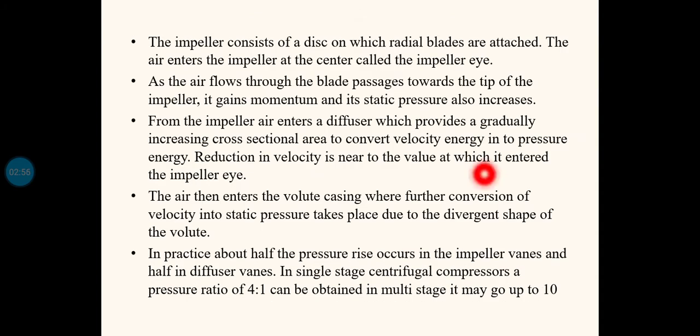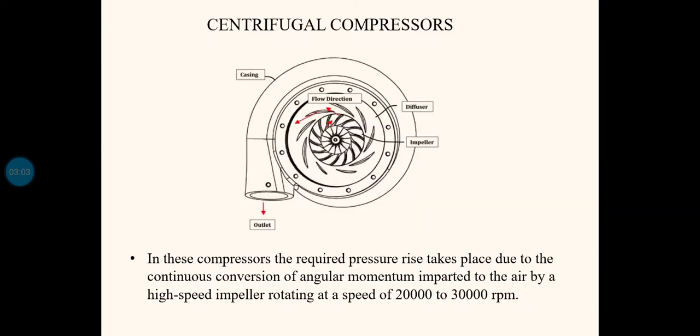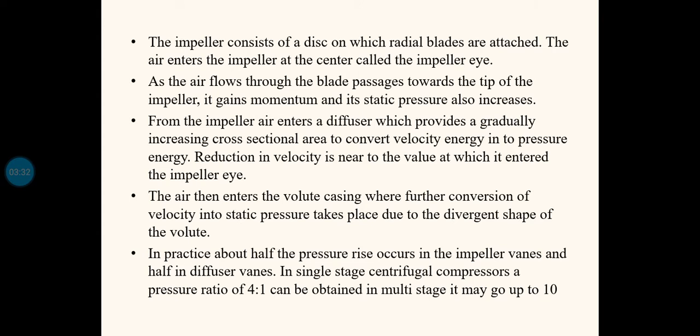Now the impeller consists of a disc on which radial blades are attached. The air enters the impeller at the center, called the impeller eye. The air initially enters at the center portion of the impeller, which is known as the eye of the impeller. From the backside, through a pipe, the air enters due to the pressure difference. In the inner portion we have low pressure, and due to that low pressure the atmospheric air is sucked into the eye portion of the impeller, at the center. So air enters into the eye of the impeller.